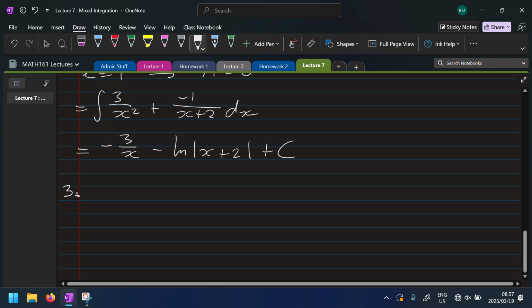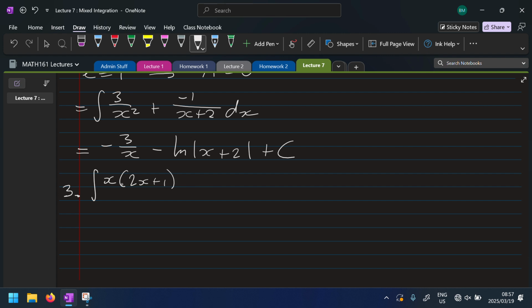Okay, number 3. We have the integral of x, 2x plus 1 over 4x plus 1 squared. Okay, so immediately in the bottom, we see it's linear repeated twice. So like ax plus b squared. So we've got 2 of them. In the top there, we've got 2x squared plus x. Okay, so in the top, it's squared because it's going to be 2x squared. In the bottom, it is also squared, right? Because it's 4x squared.